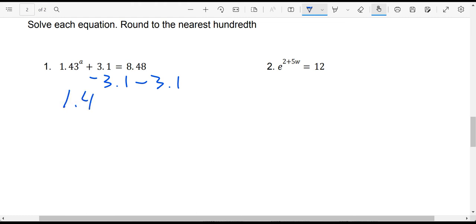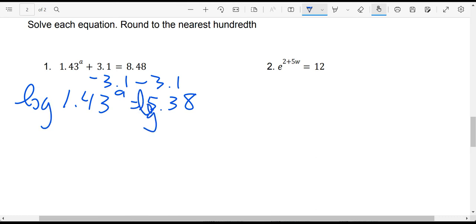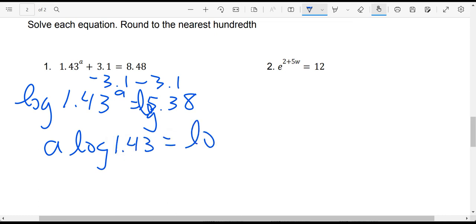We're doing that with 1.43 to the power of a equals 5.38. So now, whenever we get the base and the exponent alone, we can find the logarithm of both sides. Now, why would we do this? Because if we log both sides, I can use our exponent rules and bring the a up front, and now we can have a much easier time of finding the unknown in the exponent.